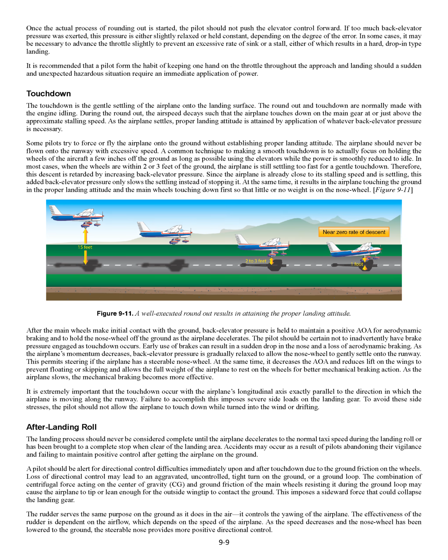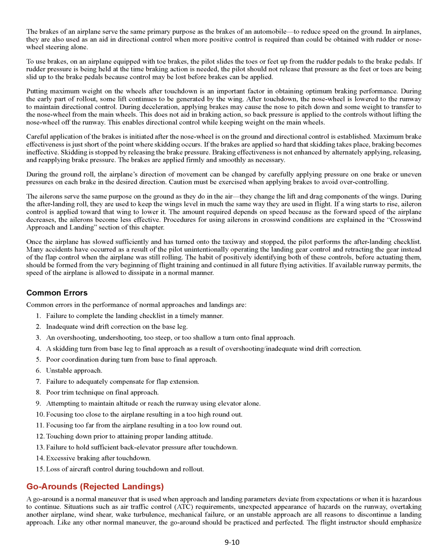The rudder serves the same purpose on the ground as it does in the air. It controls the yawing of the airplane. The effectiveness of the rudder is dependent on the airflow, which depends on the speed of the airplane. As the speed decreases and the nose wheel has been lowered to the ground, the steerable nose provides more positive directional control. The brakes of an airplane serve the same primary purpose as the brakes of an automobile, to reduce speed on the ground.